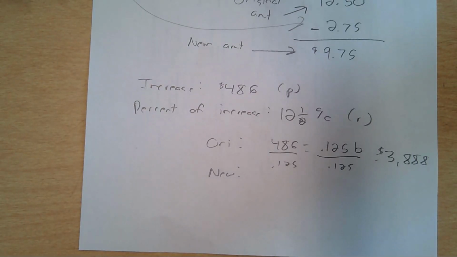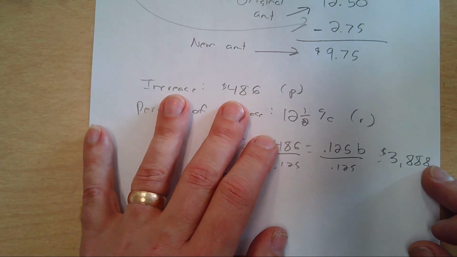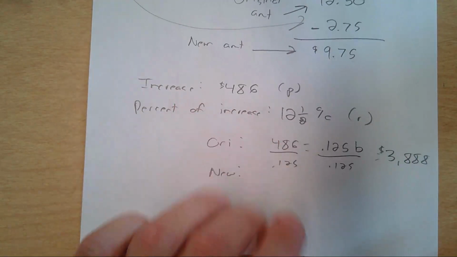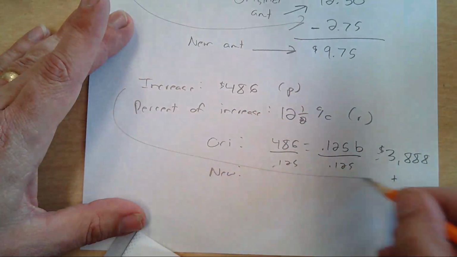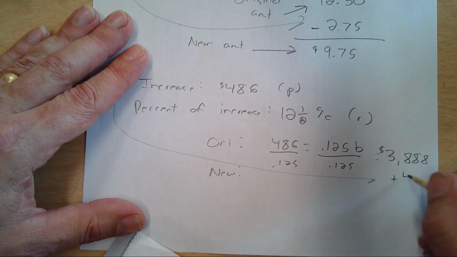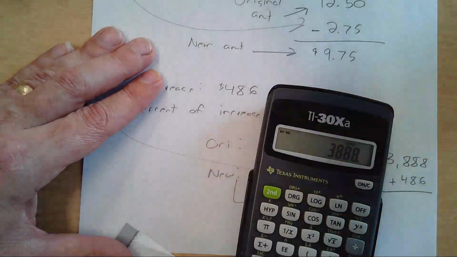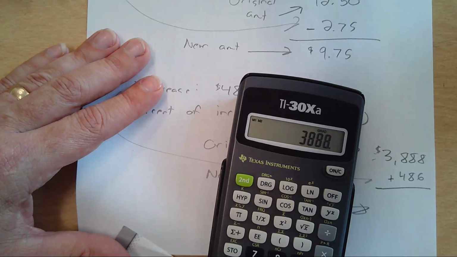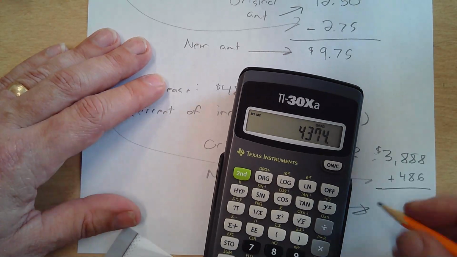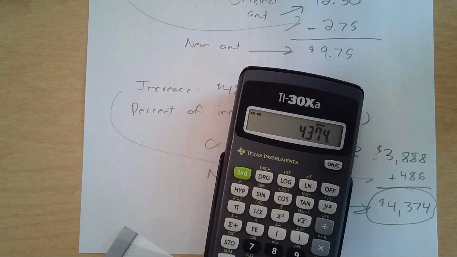But now it's asking us for an increase. This was the original amount, so whatever it is, then we increased it by $486. So to solve that, basically we need to add the increase, add the $486 to that to find the new amount. So the original amount, in this case, increase we add, decrease we subtract from the original. So add 486, the new amount is $4,374. Here's the new amount right there.